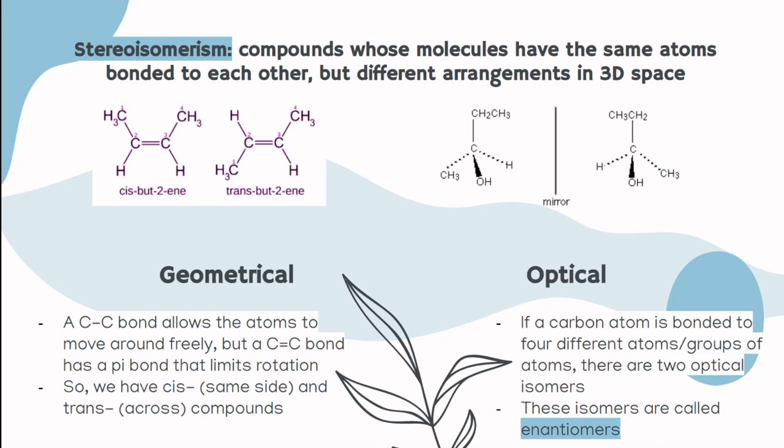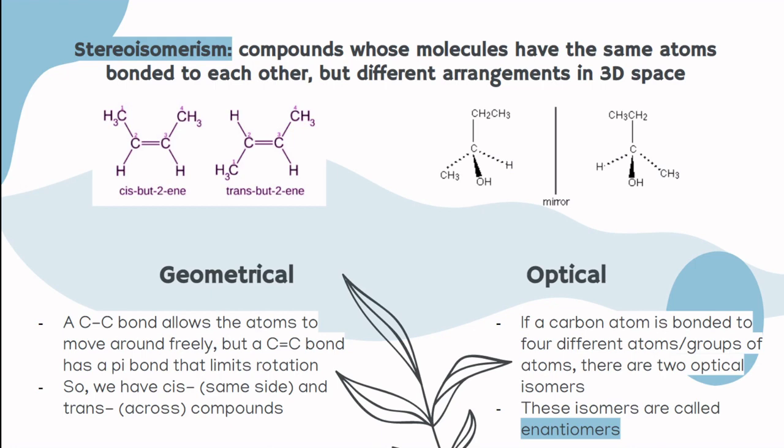And we also have these optical isomers, which are when most of it's the same, but two are just slightly different. So the actual definition is if a carbon atom is bonded to four different atoms or groups of atoms, there's going to be two optical isomers for that. And these isomers are called enantiomers. I don't know how to say that word exactly, but essentially you can have multiple of these in an atom. We'll look at that a bit later.